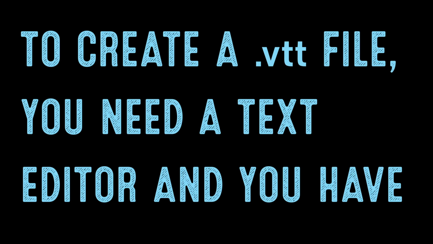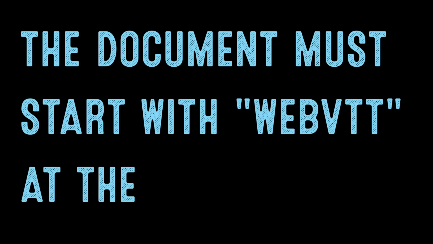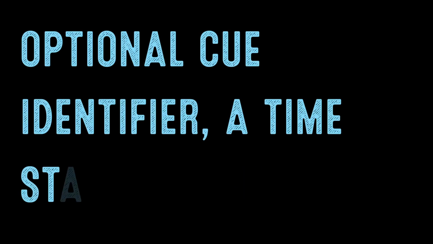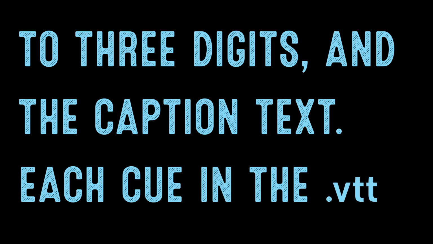To create a .vtt file, you need a text editor, and you have to type out the captions using a particular format. The document must start with WebVTT at the top, and there must be a blank line between each text block. These text blocks are called cues, and they consist of an optional cue identifier, a timestamp written out in a particular format down to the milliseconds, rounded to 3 digits, and the caption text.